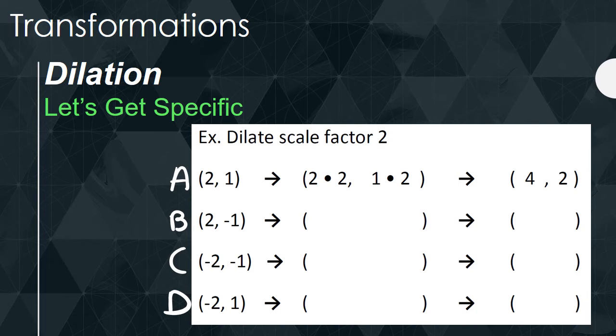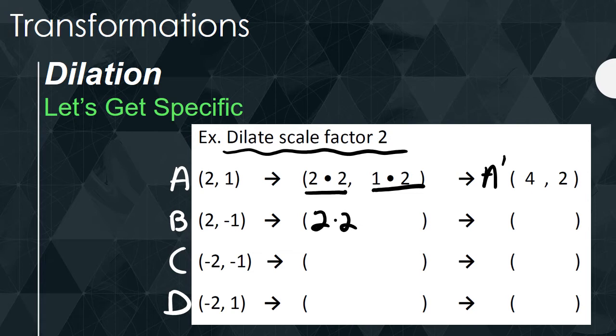So you can see that we're multiplying here. If we're going to dilate by a scale factor of 2, we're going to multiply the x and the y coordinates by 2. So you can see that our A prime is going to give us 4 as an x coordinate and 2 as a y coordinate. For B, the math work here is 2 times 2, and then -1 times 2. That's going to give us B prime as 4 and -2.